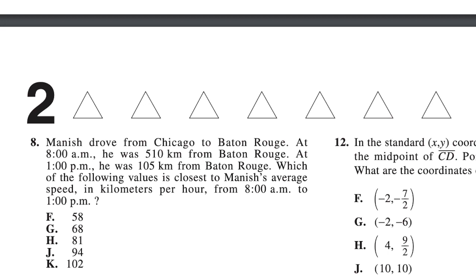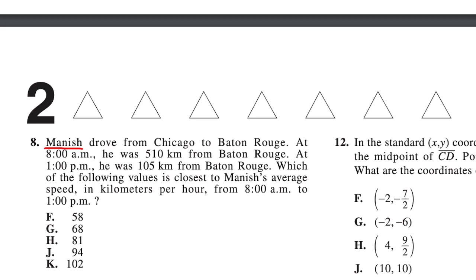This one says that Nish drove from Chicago to Baton Rouge at 8 a.m. He was 10 kilometers from Baton Rouge. At 1 p.m. he was 105 kilometers, which is closest to Manish's average speed. So, how far did he travel?